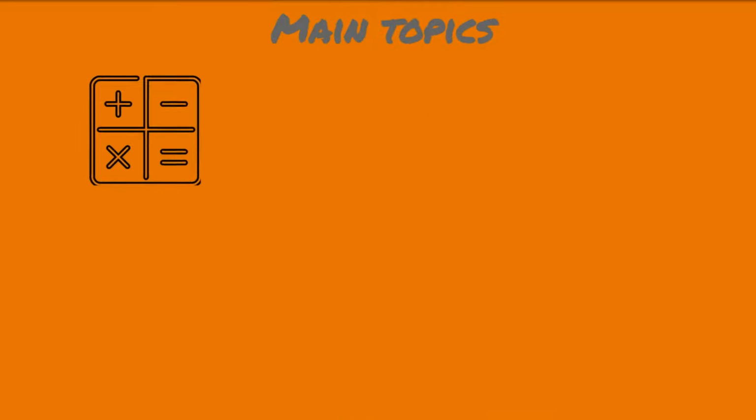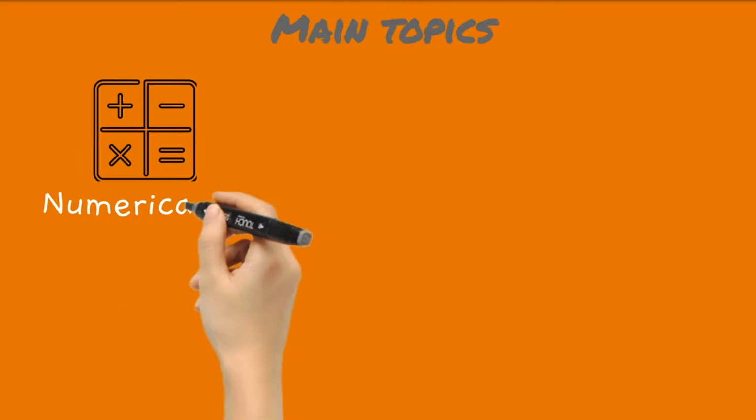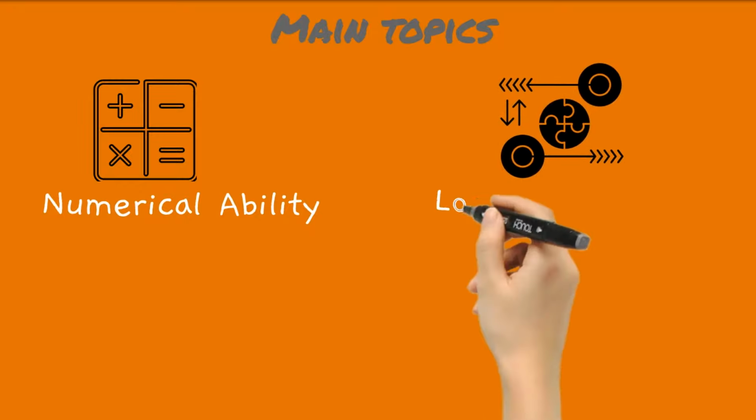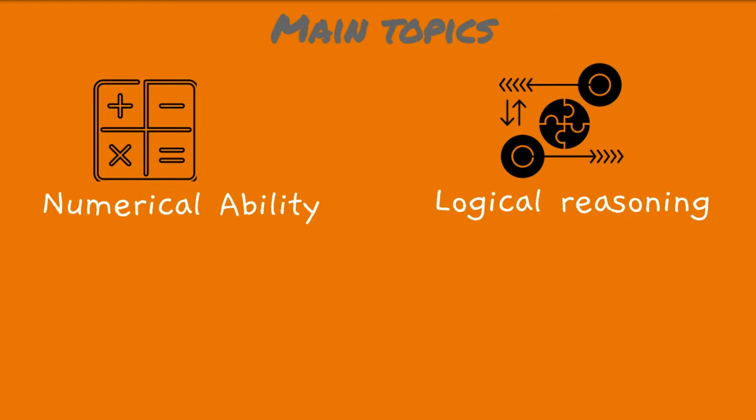Let us have a look at various topics that are to be focused in CCAT preparation. First one is numerical ability. It deals with basic math operations, percentages, averages, ratios, number series, etc. Next one is reasoning ability. It deals with seating arrangements, word analogies, and logical conclusions.